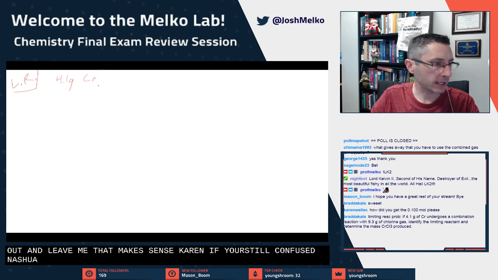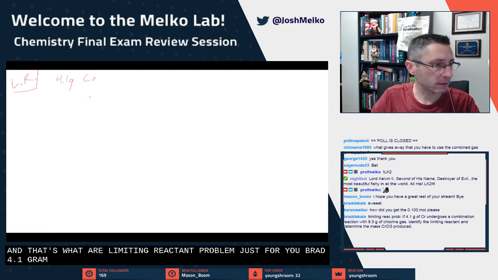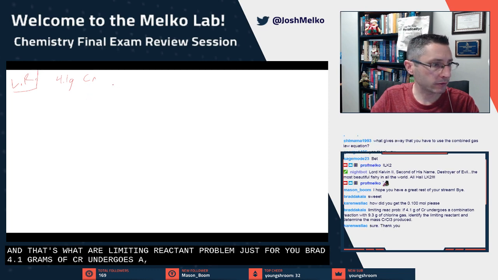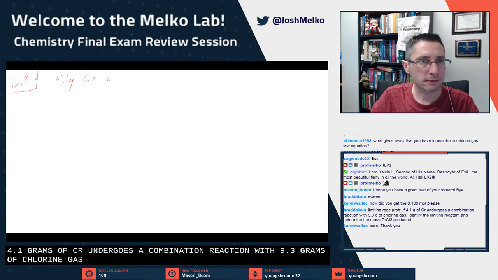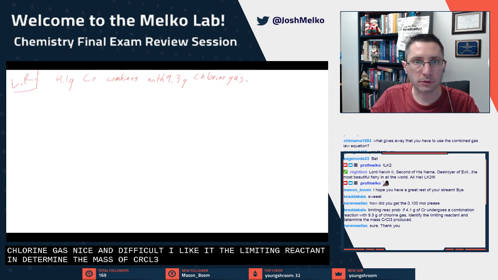Up next, we'll do a limiting reactant problem, just for you, Brad. 4.1 grams of Cr undergoes a combination reaction with 9.3 grams of chlorine gas. Yeah, this one's nice and difficult. I like it. Identify the limiting reactant and determine the mass of CrCl3 produced.